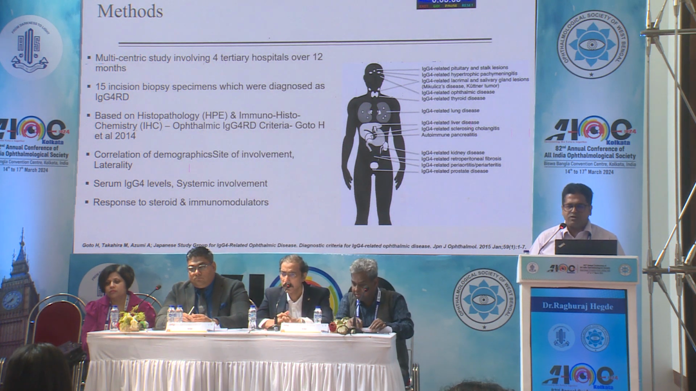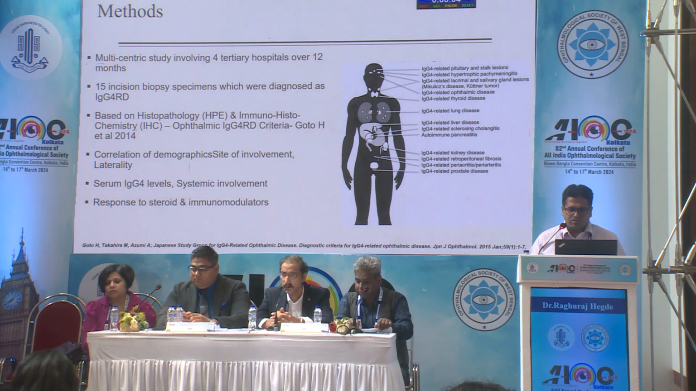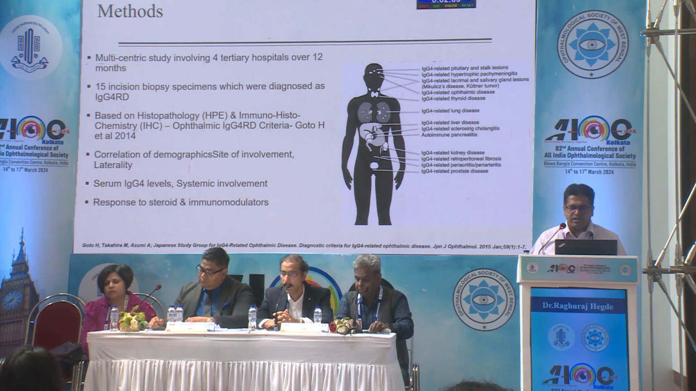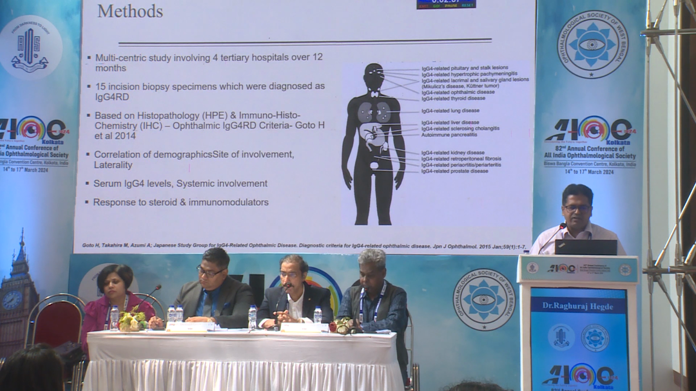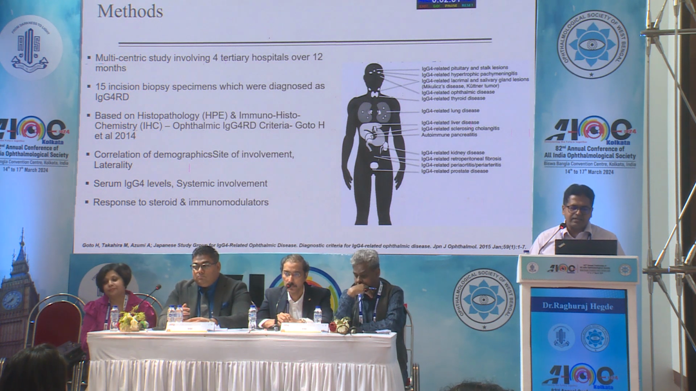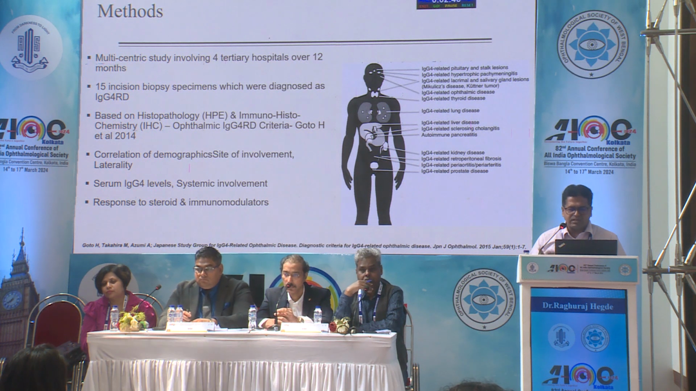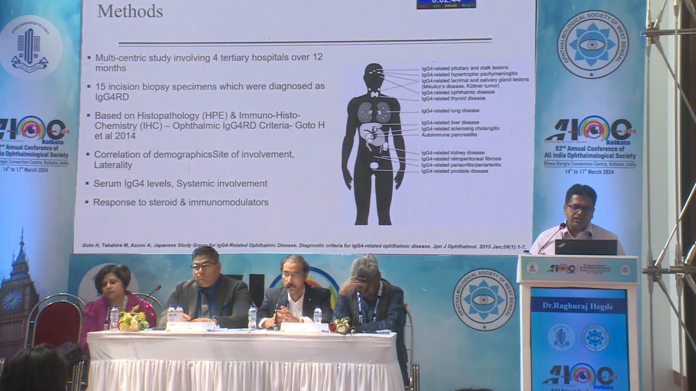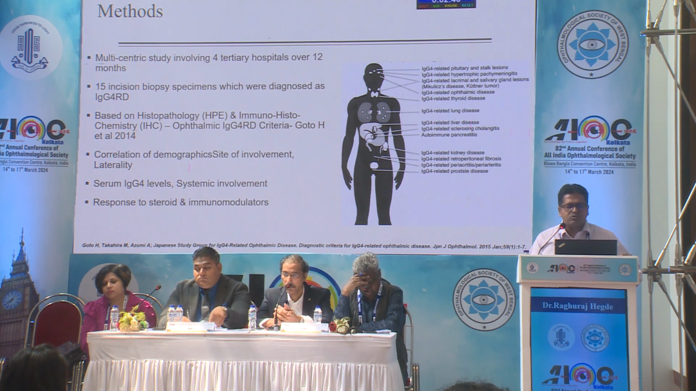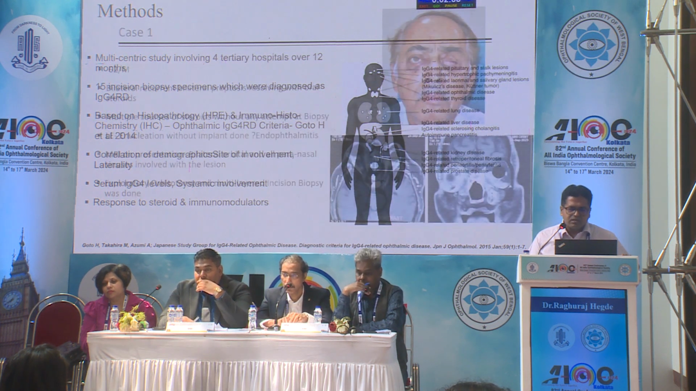The basis of diagnosis was the criteria of Goto et al. in 2014, for ophthalmic IgG4 related disease. Once the diagnosis was made, we did a correlation with demographics, site of involvement, and laterality, and of course we did a systemic workup with serum IgG4 levels. After that we looked at the outcomes, the response to steroids and the immunomodulators.